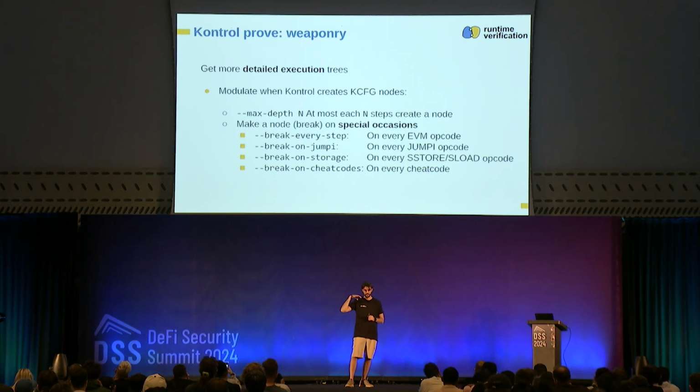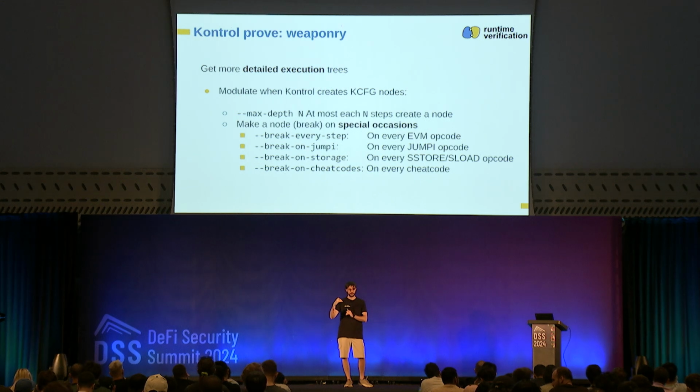We have max depth, which basically means after doing X steps of execution, just make a snapshot of whatever you have. Then we can also specify when we want it to break in terms of, for instance, EVM opcodes: either every EVM opcode, every jump, or jumpi. If you say, I want to know where I'm jumping to a function or when I'm jumping into a loop, breaking on jump will allow you to create a KCFG where you have snapshotted every time you did something like that, also on storage and on cheat codes.